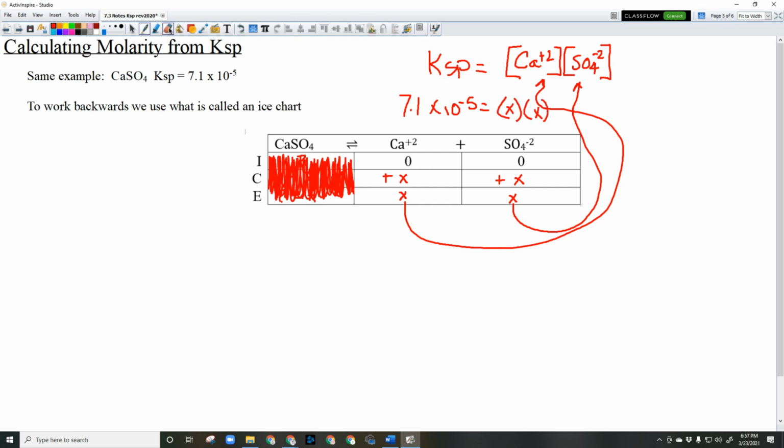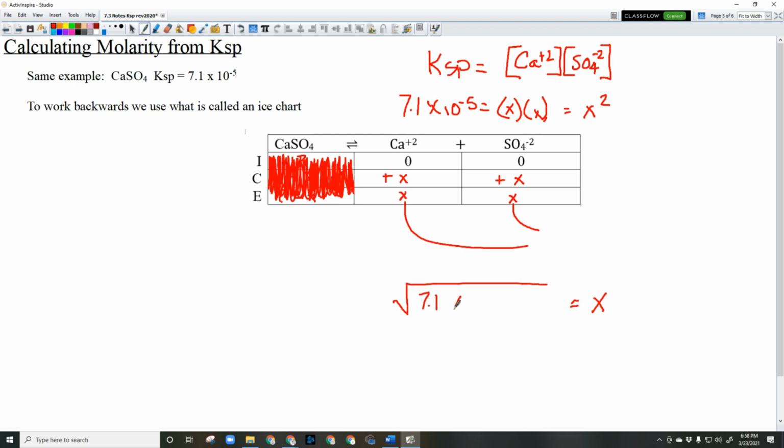Let me get rid of these arrows here so it doesn't confuse you. So it's X times X. Well, what is X times X? X squared. So X squared is equal to 7.1 times 10 to the negative 5th. How do we solve for X? We take the square root of both sides. The square root of X squared is just X, and we take the square root of 7.1 times 10 to the negative 5th. All right, so let's plug that in.